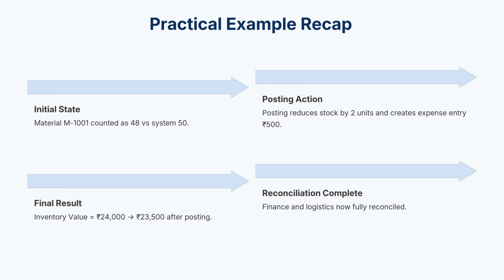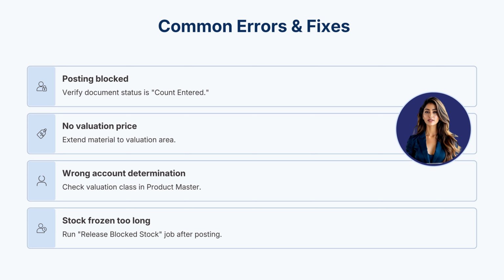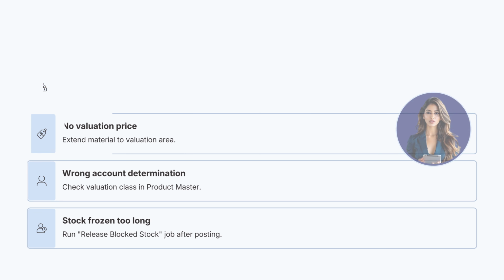Common errors and fixes. Typical issues include blocked documents, missing valuation prices, or incorrect GL account determination. Always confirm the PI document status before posting, ensure the material is extended to the correct valuation area, and check valuation class configuration. After posting, release any frozen stock to enable new movements.